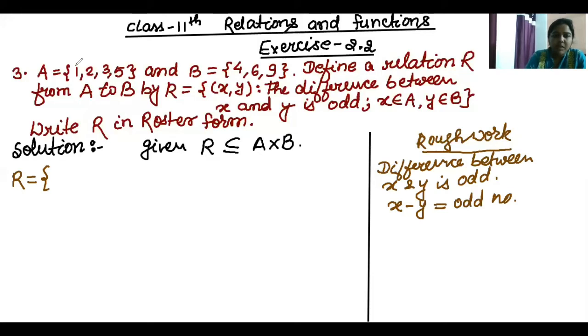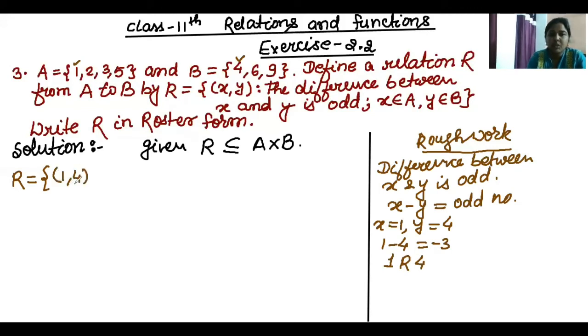First of all, we have to take first element x from set A. So x equals 1 I am taking, and 4 from B, so y I am taking 4. And then 1 minus 4, x minus y, we are getting here minus 3. It is odd, positive odd or negative odd. Both are odd. It is not written which type of odd. So overall minus 3 is also an odd number. So we can write here 1 is related to 4. So (1, 4) belongs to R.